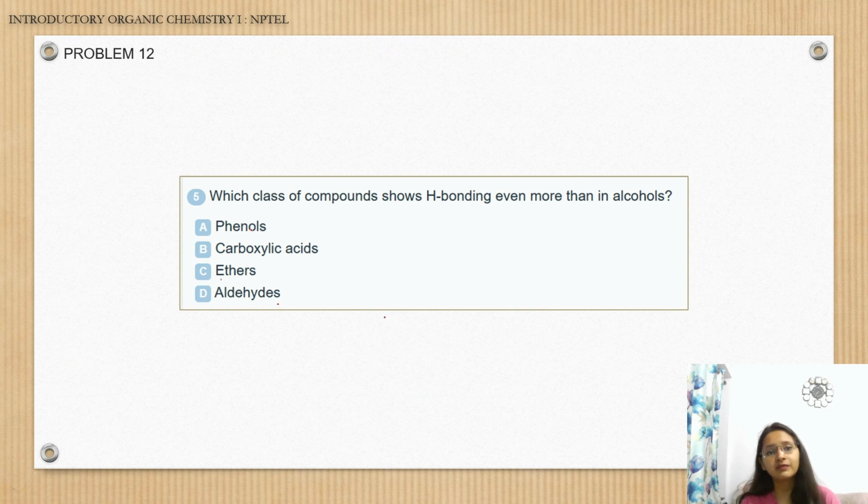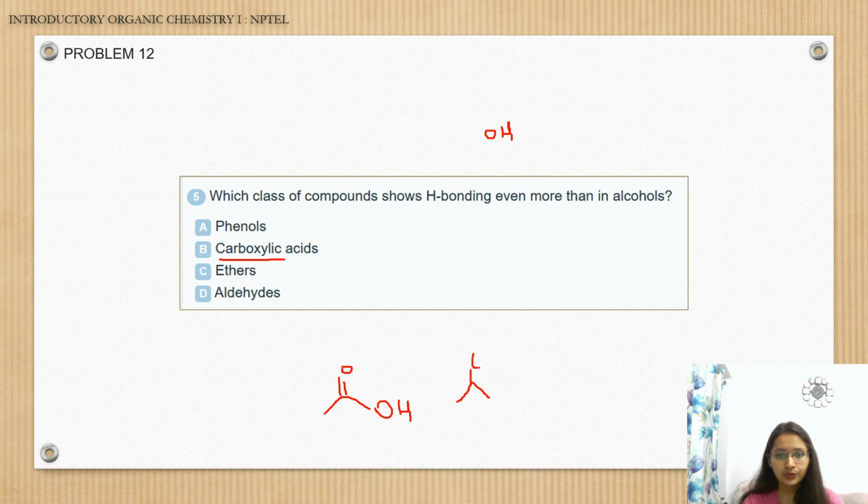If you are talking about phenol, phenol also has the same kind of hydrogen bonding as alcohol, because there is only one OH group, one heteroatom, present in all of these. But when you come to carboxylic acids, what is the structure of a carboxylic acid? So here, this is a carboxylic acid, right? So now if you have this carboxylic acid, then it can also show this kind of hydrogen bonding.